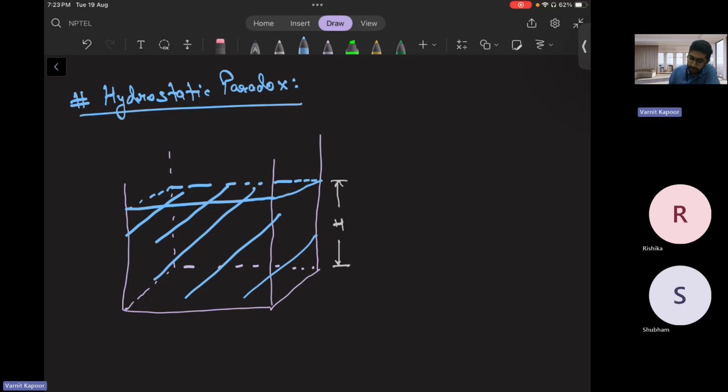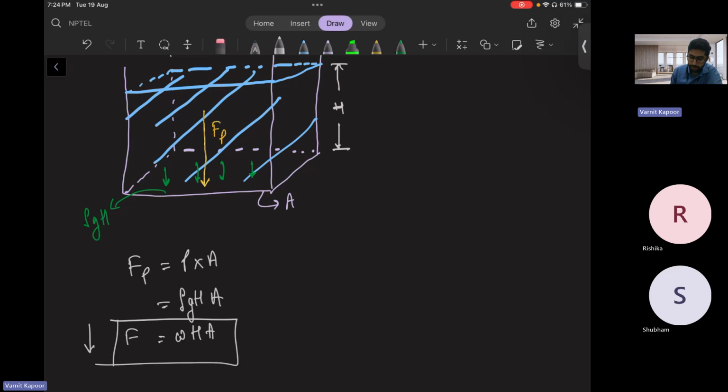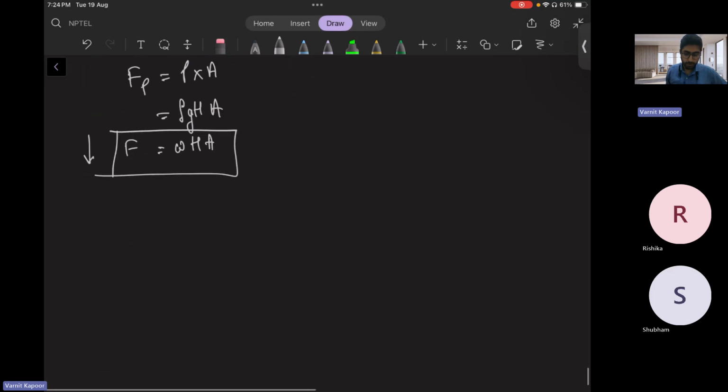So the pressure acting here is rho g H. And eventually there will be a force Fp at the bottom because of the pressure. The area of the bottom is A. So what is Fp? Pressure into area. Pressure is rho g H into A, or rho g can be written as specific weight, into H into A. This is your pressure force, which is acting downwards. Another scenario I have like this. Here I have a setup like this.